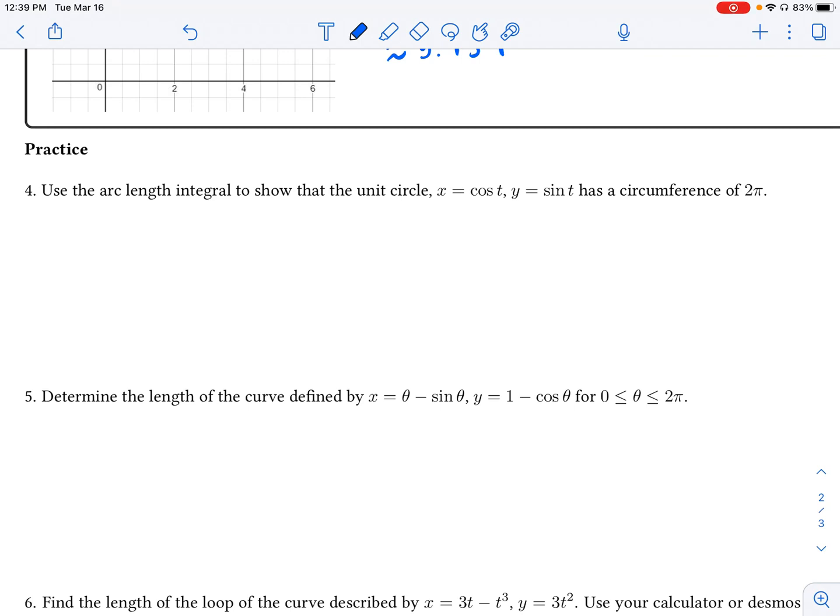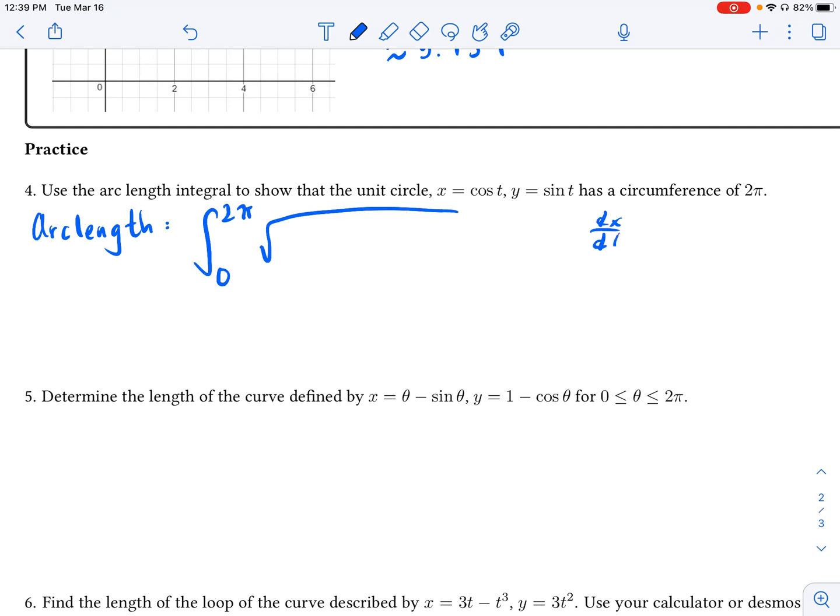We know it does, right? But we're just going to use calculus to confirm that for ourselves. Well, what is our arc length going to look like? Our integral is going to be from 0 to 2 pi. I'm choosing 0 to 2 pi because that's the normal interval for t when we're graphing the unit circle. And we're going to write the square root of the derivative of x here.